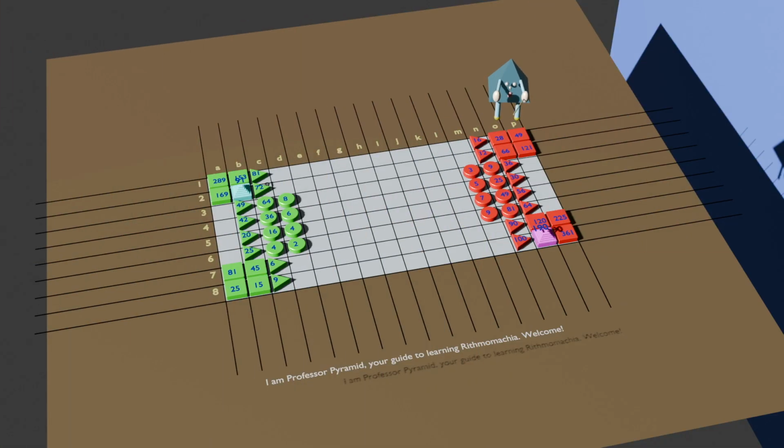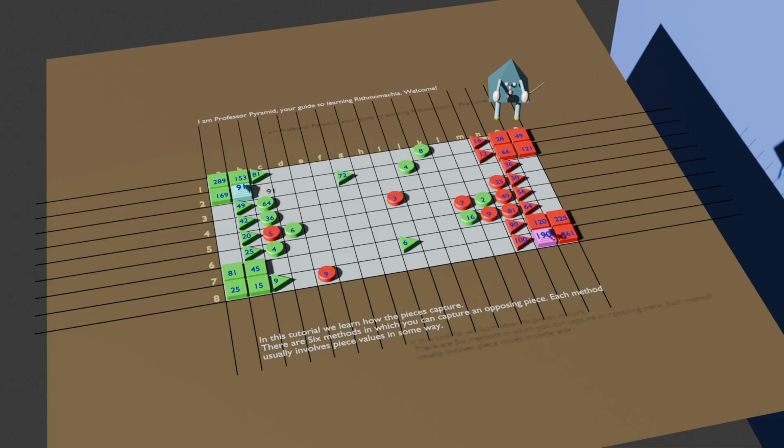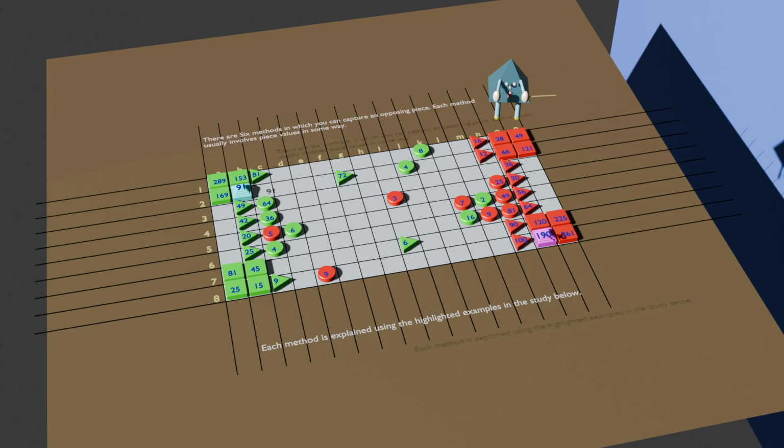Welcome. In this tutorial we learn how the pieces capture. There are 6 methods in which you can capture an opposing piece. Each method usually involves piece values in some way. Each method is explained using the highlighted examples in the study below.